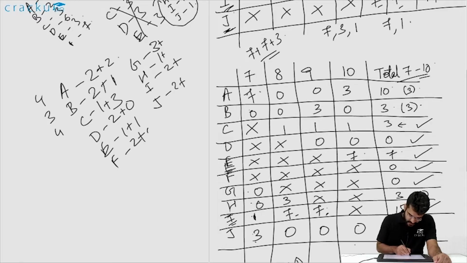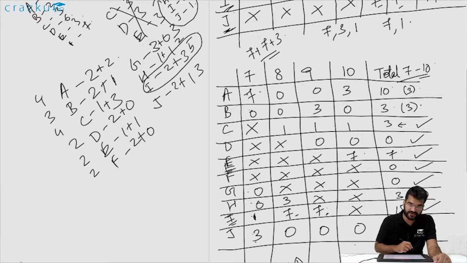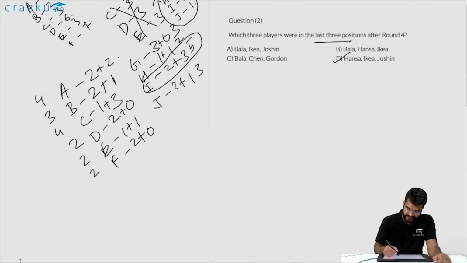F has scored in no rounds. G has scored in no rounds. H has scored in 1 round. I has scored in 3 rounds. And J has scored in 1 round. So the total will be 2, 2, 2, 3, 2. I has scored in 5 and J has scored in 3. So the person who has scored in the maximum number of rounds is I, who has scored in 5 rounds.